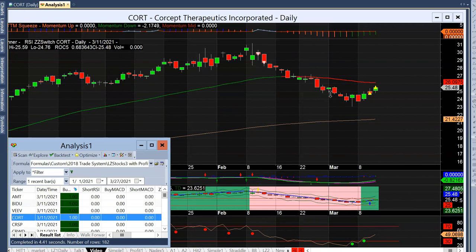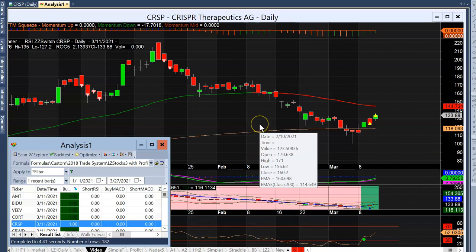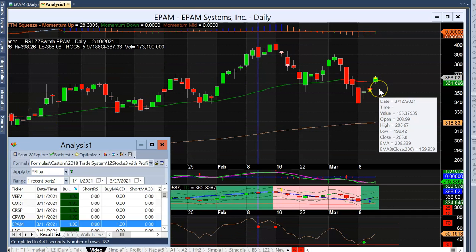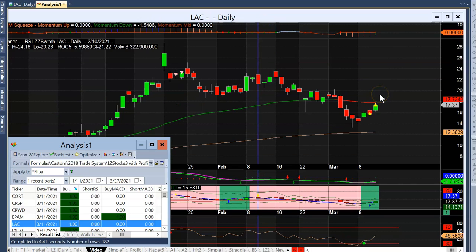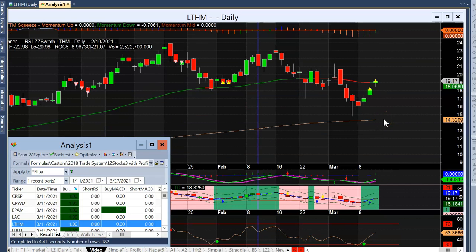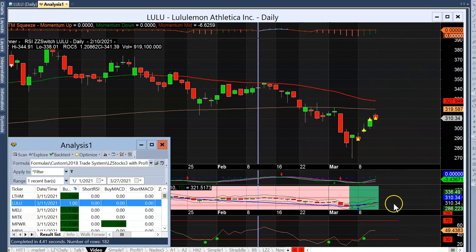We've got CORT here. That is one of the stocks I'm going to look at for option plays. CRSP, cure for cancer. Nice upswing. I'm going to put that on my list for option plays too. CRWD, CrowdStrike, I'm in on this play, and they're in the right direction. EPAM, up. LAC, I was in and sold it and only made a little profit today. Lithium was on the list yesterday, and it would have been a good play. LULU, I'm in, and it's going in my direction.